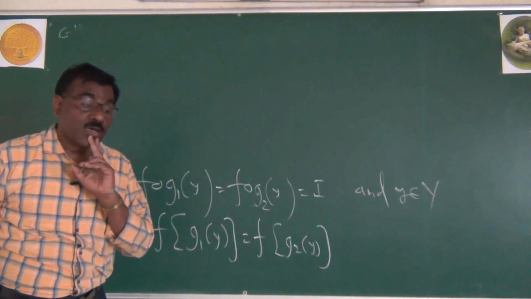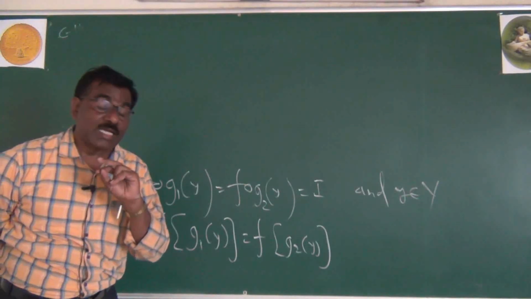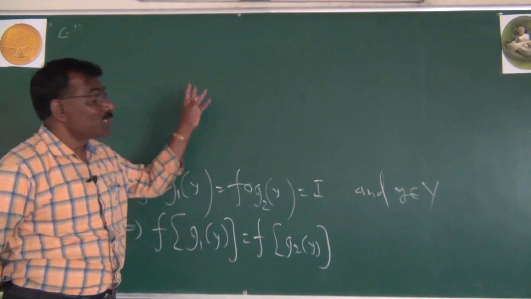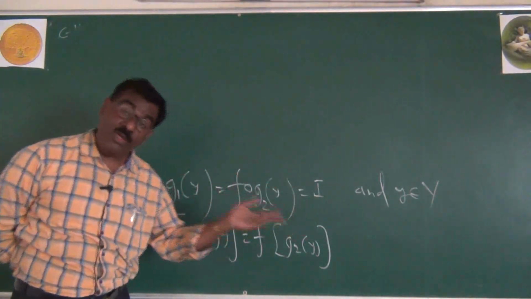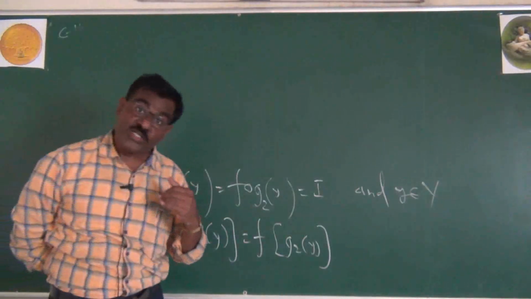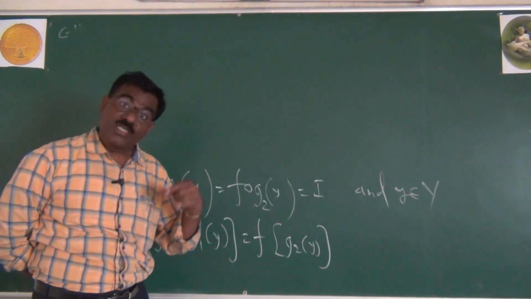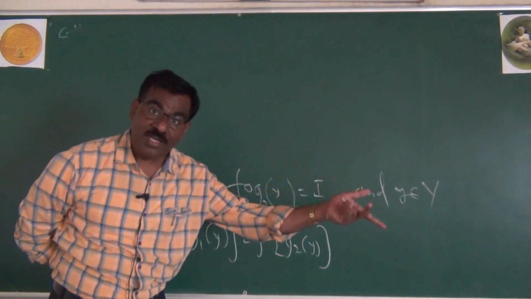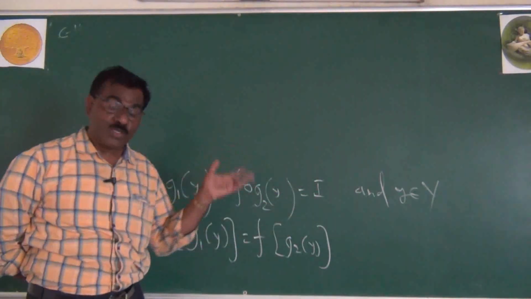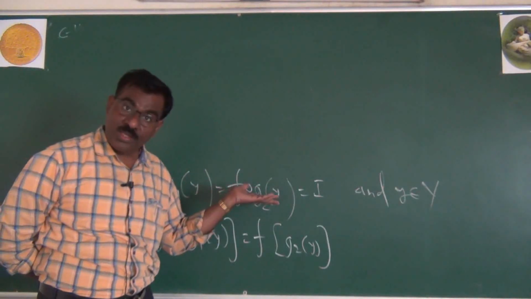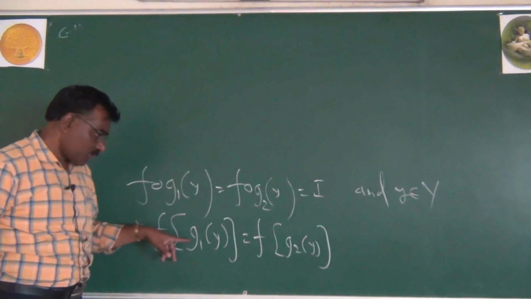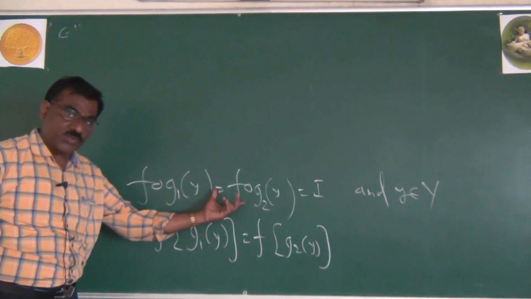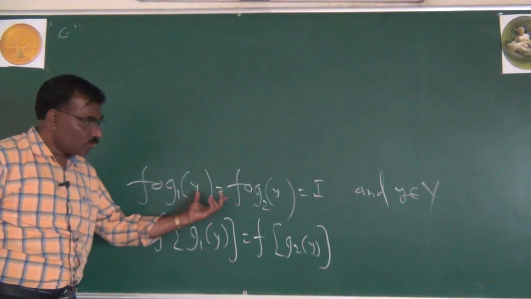But how to prove it? You consider two inverses. Let g1 and g2 be two inverses of f. When they are two inverses of f, what is the relation? f composition g1 equals f composition g2 equals I. Now consider f of g1. You can take these two, both are equal.